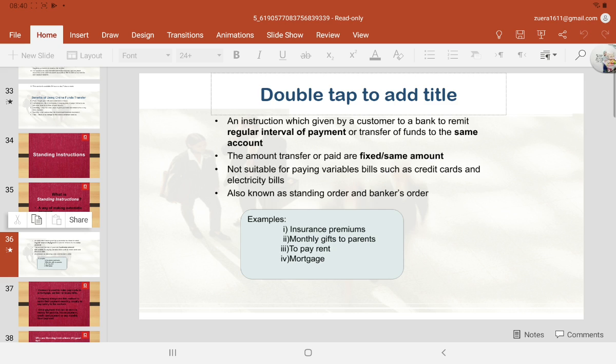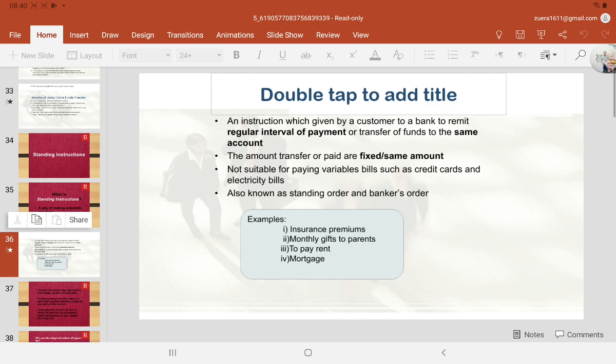to make a regular payment or transfer the fund to the same account or the same beneficiary. Usually a standing instruction involves a transaction where the amount transferred or paid is a fixed, same amount. So let's say you want to pay bills of 100 ringgit per month, or maybe every month you want to transfer the children's pocket money of 100 ringgit per month. You can use this product of remittances, the standing instruction, because it involves transferring a fixed and same amount every month.